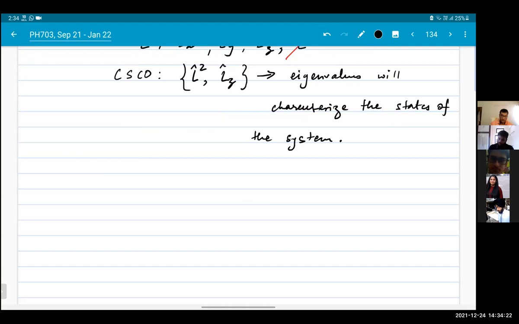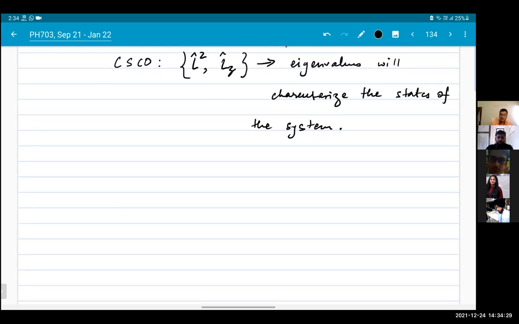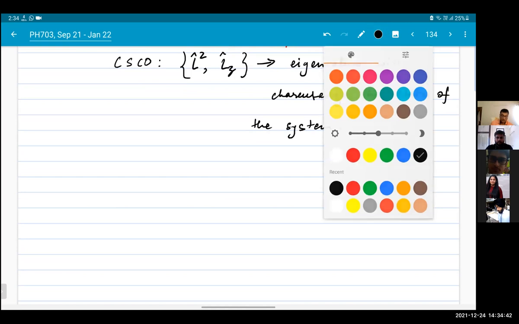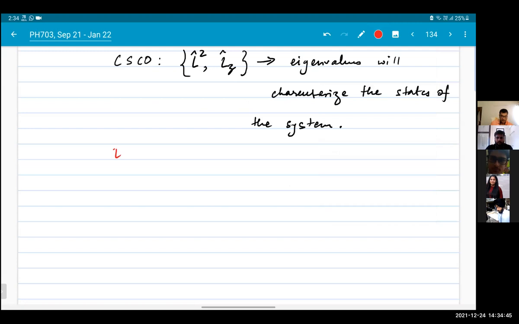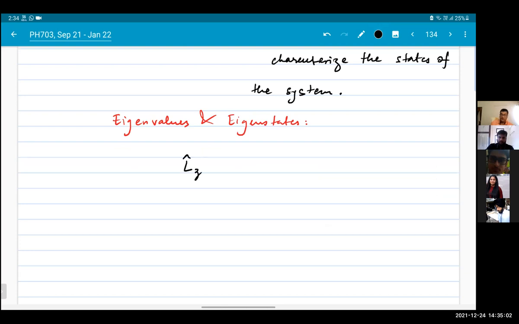All right. Now the next thing is to understand what the eigenvalues are and how we can determine them. If you want to find the eigenvalues and eigenstates, there are two ways to go about it. What do we mean by an eigenstate? We mean it is some state such that Lz acting on this state gives us some number times the state.